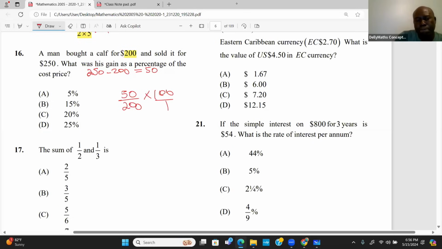All right. So you just cancel. 2 zeros cancel there. 2 into the 1. And you could see that your answer is 25%. All right. So very simple, but you have to know your principles. Let's go to number 17.